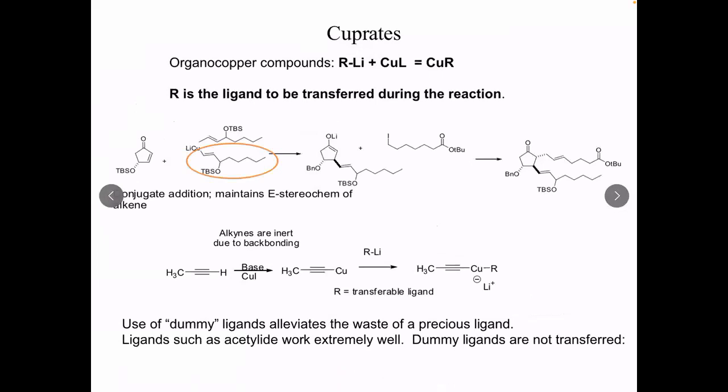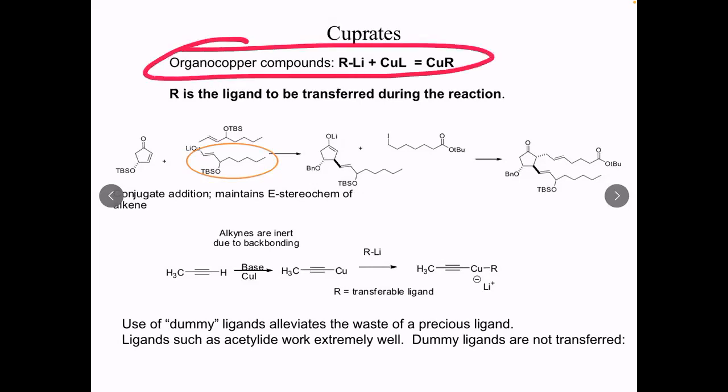Right, so let's look at cuprates, because this is a second synthesis of prostaglandin, but it's just using a different methodology. So in this case, they used copper as the metal rather than zirconium, and they built this up using this cuprate chemistry. So if you remember from Organic 2, if you took my class, we talked a lot about cuprates and these organocopper compounds, right?